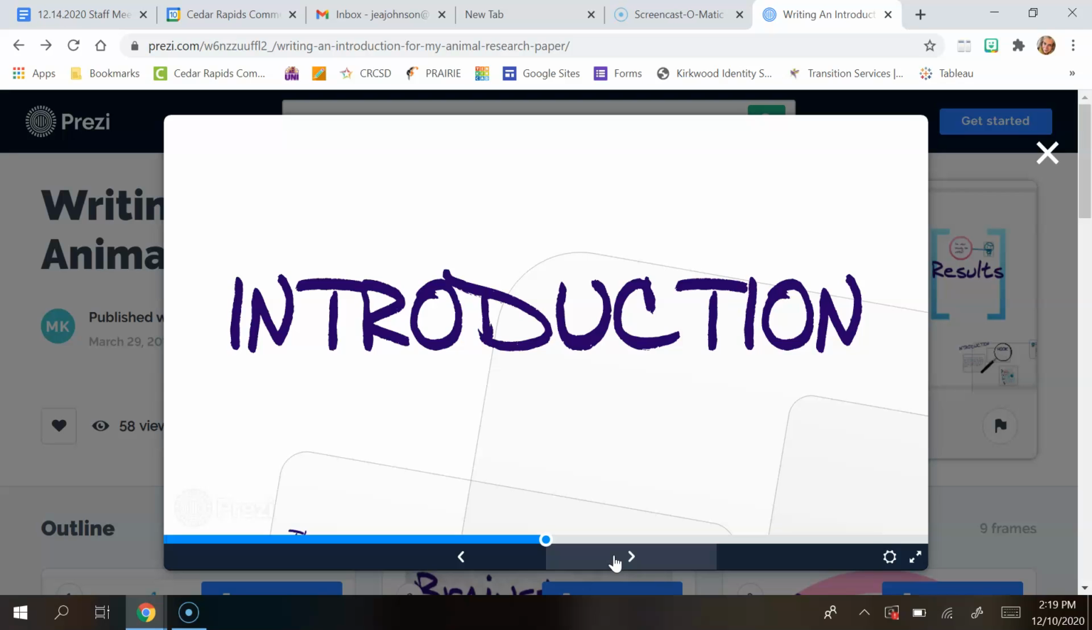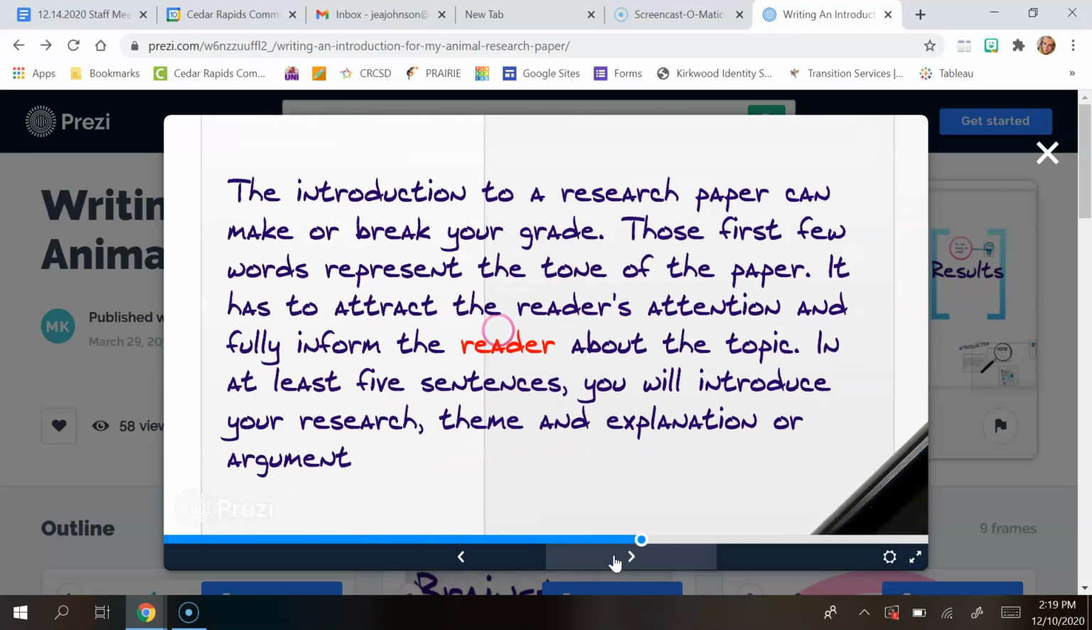The introduction is one of the biggest pieces of your paper. The introduction to a research paper can make or break your grade. Those first few words represent the tone of the paper. It has to attract the reader's attention and fully inform the reader about the topic. In at least 5 sentences, you will introduce your research, theme, and explanation or argument. So in this case, you will be introducing your animal and grabbing the reader's attention. So not only my attention, but your peers in our class.